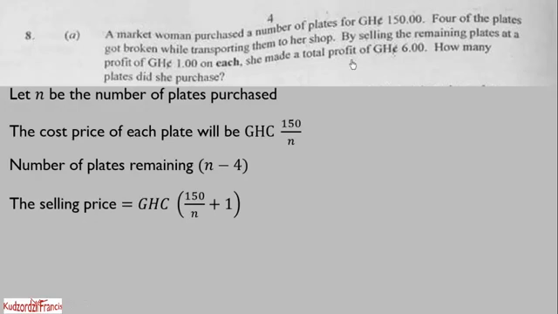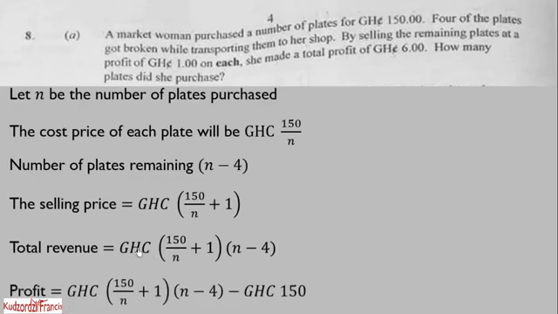Then we're told that she made a profit of 6 cedis. But before that, we need to determine the revenue. If this is the selling price, the revenue will be multiplying the selling price by the number of items remaining now, which will be n minus 4, times 150 over n plus 1, which will give us this. So we know the total revenue is this. So to find the profit, we need to subtract the cost price of all the items, which is 150, from the revenue. That will give her the profit.